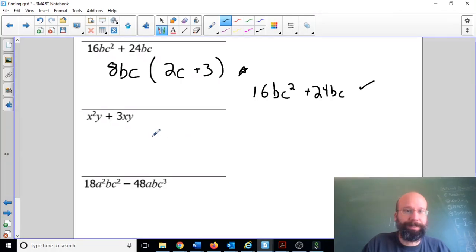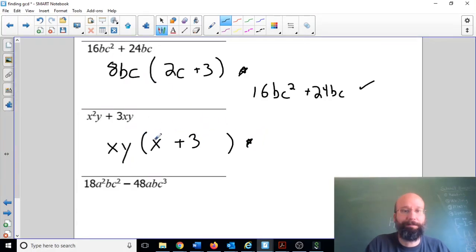So the next one, there is no number. The coefficient's 1. We don't have to take out a 1. But we can take out a variable. X squared and x. The smallest one is just the x. Y and y. The smallest one is just y. So now we divide. X squared y divided by x, y. X squared divided by x leaves us 1x. Y's and y's cancel. So we have 3, because 3 divided by 1 is 3. X divided by x cancels. Y divided by y cancels. So this is our final answer.